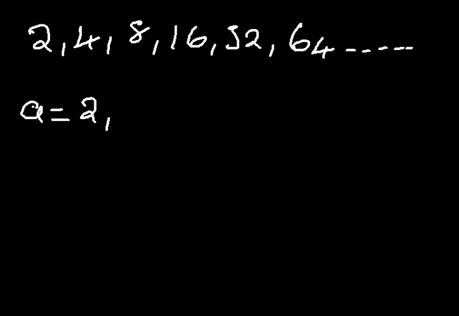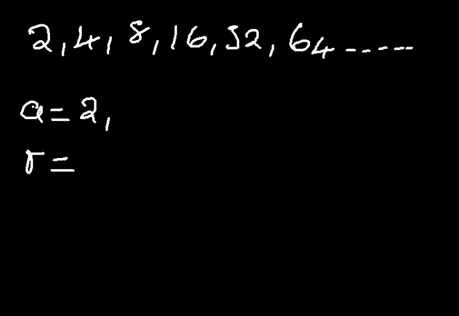And what is that constant number we are multiplying with? That constant number is called the common ratio, symbolized as r. And how do we get the common ratio? We get the common ratio by dividing the succeeding value by the preceding value.